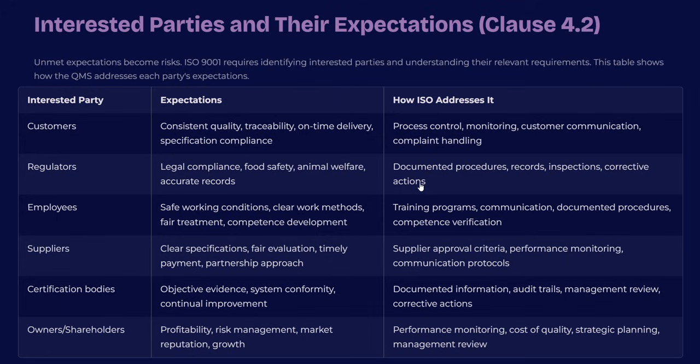The owner or stakeholders, what are their expectations? Profitability, risk management, market reputation, and growth. How does ISO address this? Through performance monitoring, cost of quality, strategic planning, and management review.